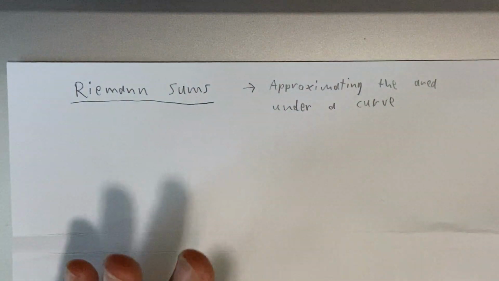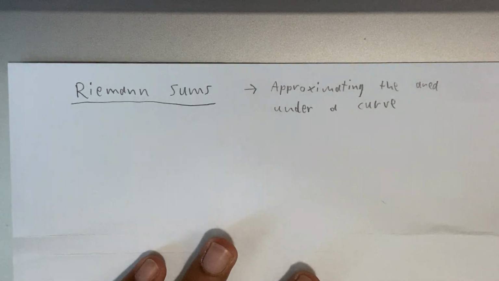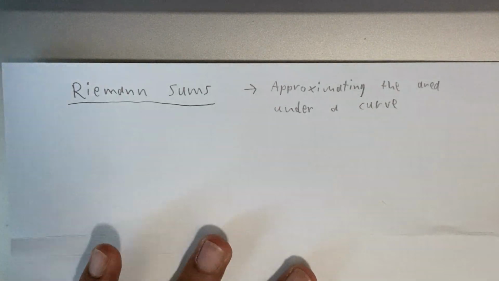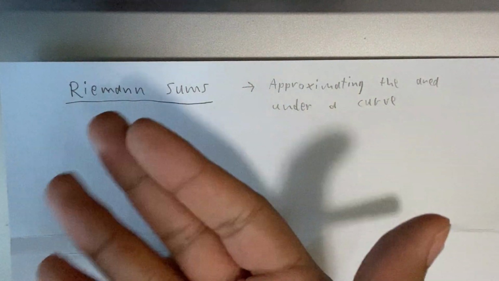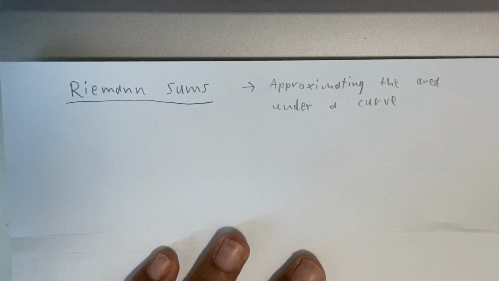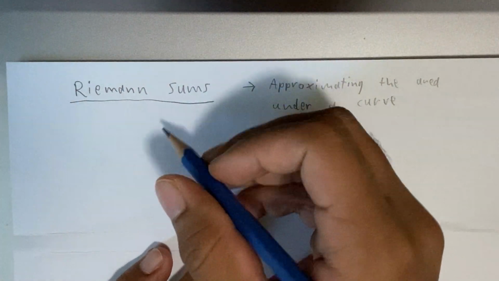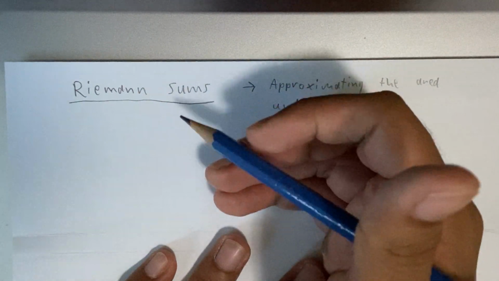So say you have a curve and you want to approximate the area of it because that is something that you find fun. So then you might want to use a Riemann sum if you don't know more advanced techniques yet. So Riemann sums allow you to approximate the area under a curve.